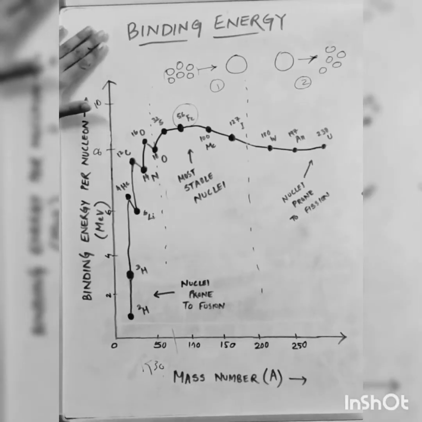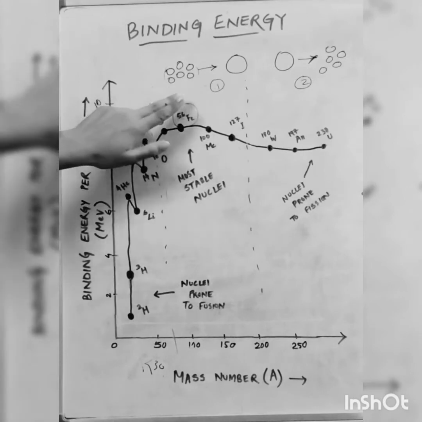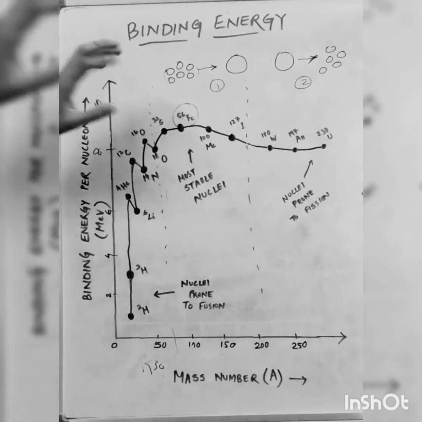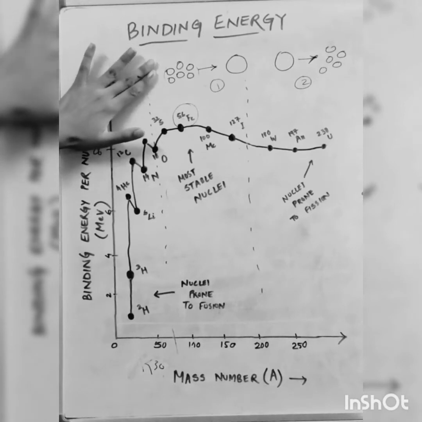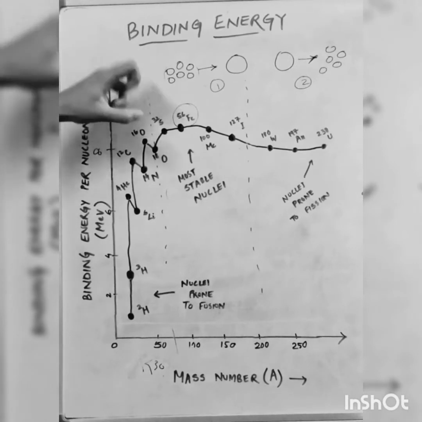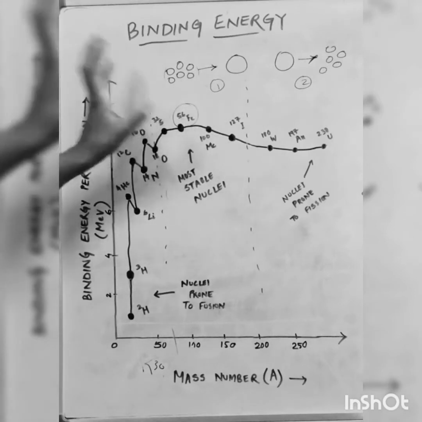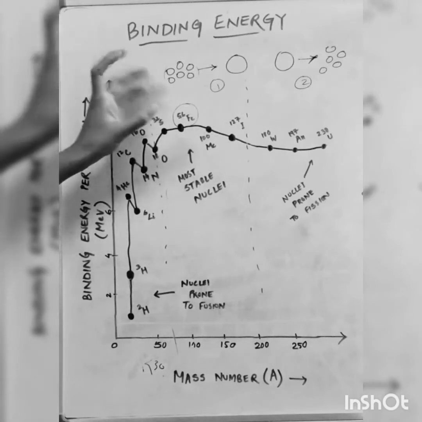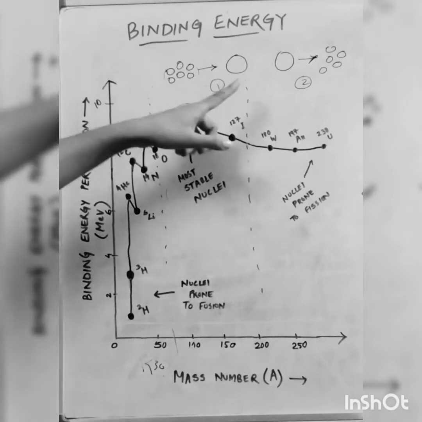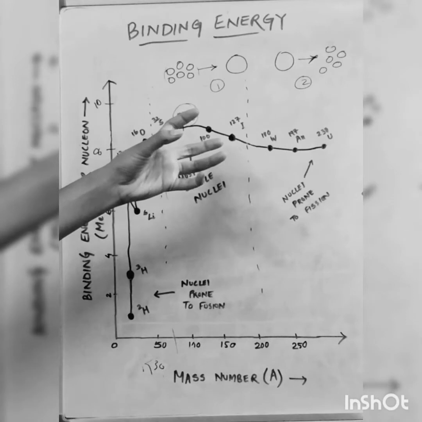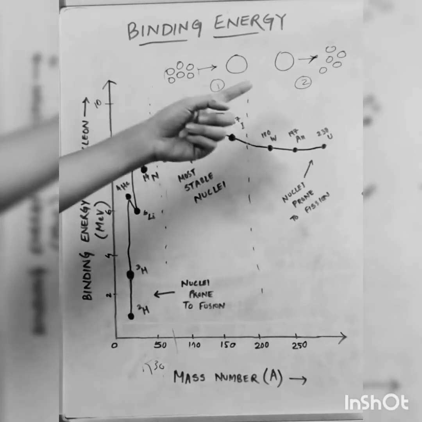So the next topic is binding energy. So here I will first take two cases. Suppose case number one is, you take some individual particles, that is protons and neutrons, and you need to fuse them together to form a nucleus. Okay, the second case is you take a bigger nucleus and you need to break that heavy nucleus into some smaller parts.